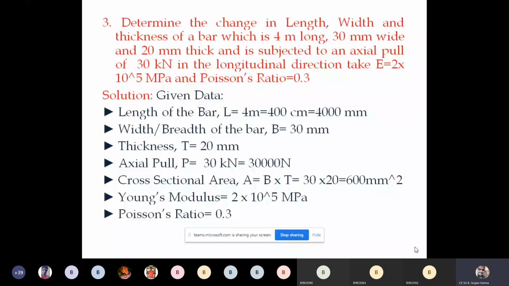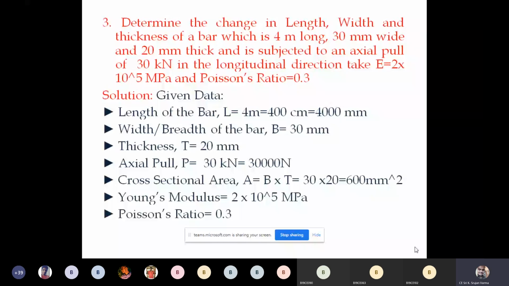So if you're comfortable, you can write down the question, or else I'll directly read out the problem and explain how to solve it. The question goes like this: determine the change in length, width and thickness of a bar which is 4 meter long, 30 mm wide and 20 mm thick. So there are 3 dimensions which are given here.